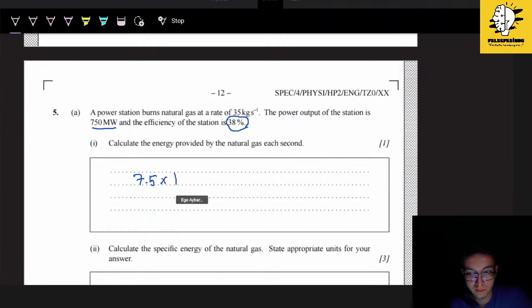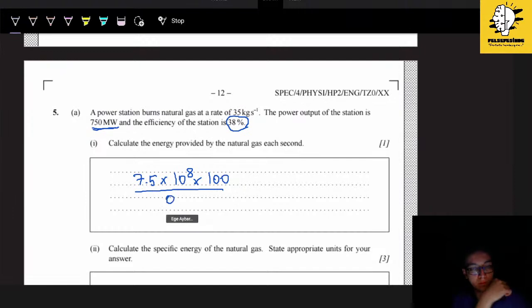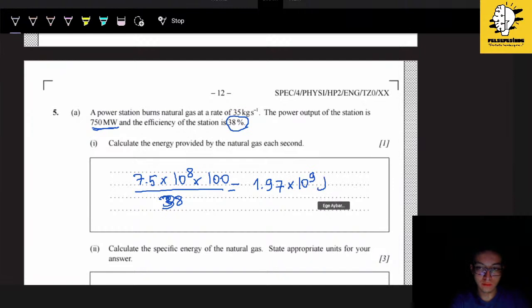Okay, let's calculate it. It's pretty easy. 7.5 over 10 to the power of 8, and this gives us megawatts, times 100 over 38. And when we do this, we will find that 1.97 times 10 to the power 9 joule per second. Or you can simply write watt. Yeah, that's all.